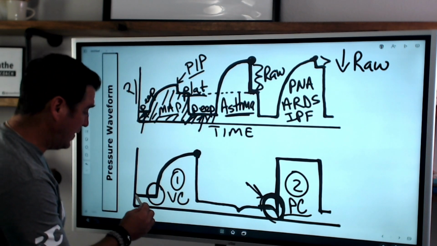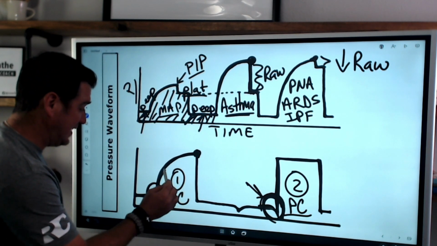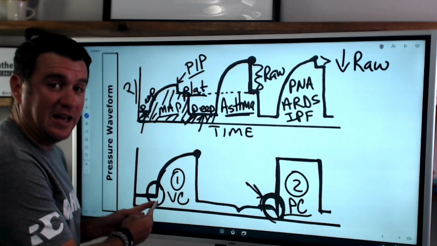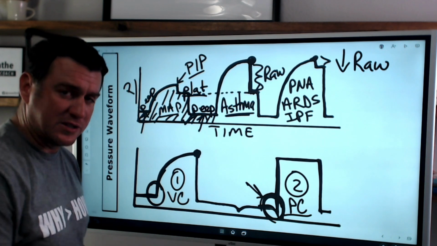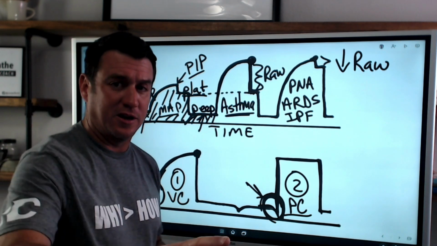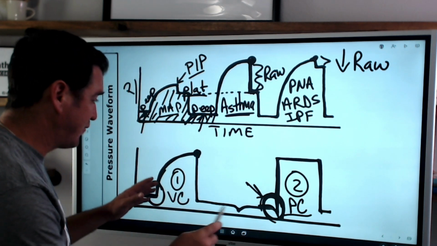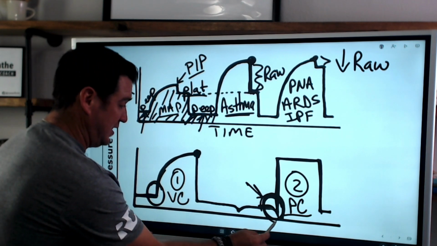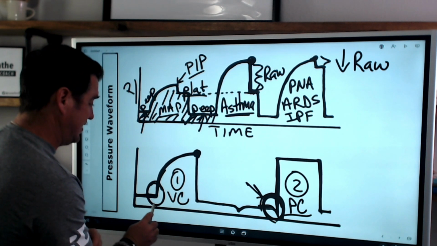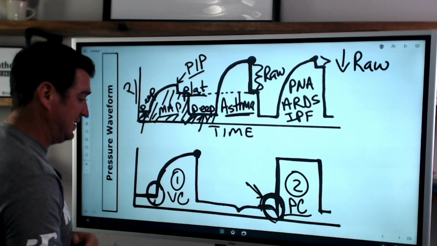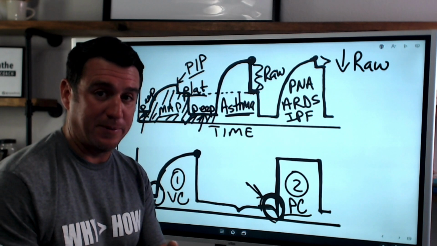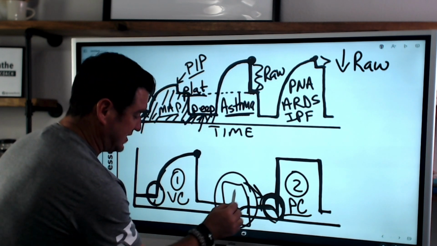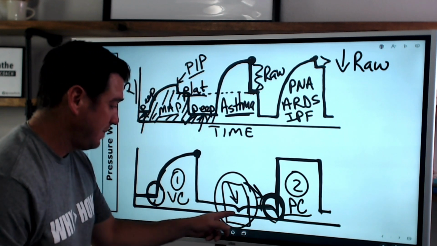Over here, we do not notice that dip down. So this would be a machine-initiated, time-triggered breath. We're going to talk more about time trigger and cycle and all that stuff in future videos. But for right now, you can tell the difference between the two. Patient-initiated, time-initiated, machine-initiated. Watch what happens right here. Look at this area right here. You see that dip down right there?